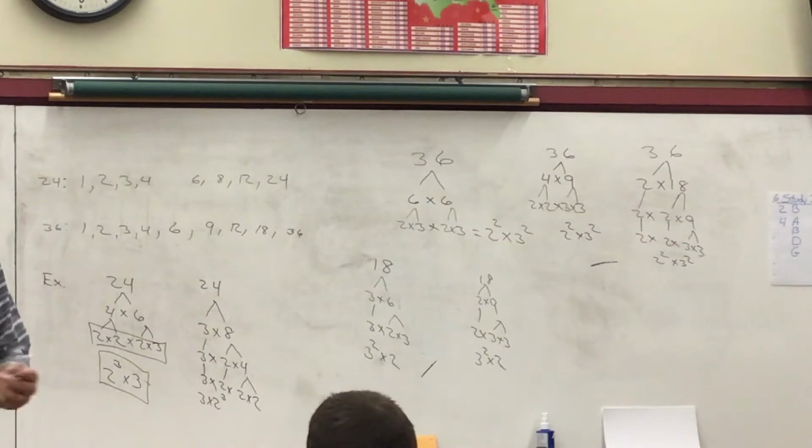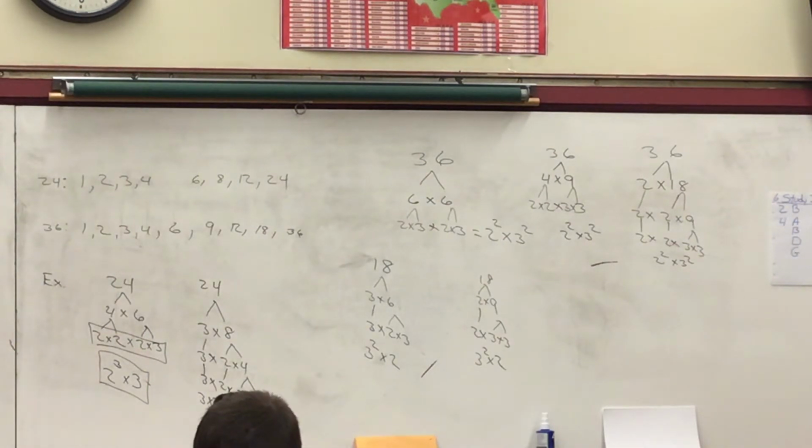Now, Evan said, I think it was, does it always break down into 2s and 3s? Okay? Here's an easy one. 25. Make a factor tree of 25.